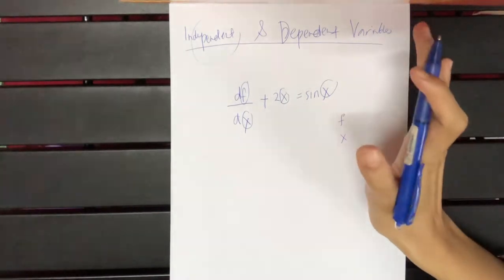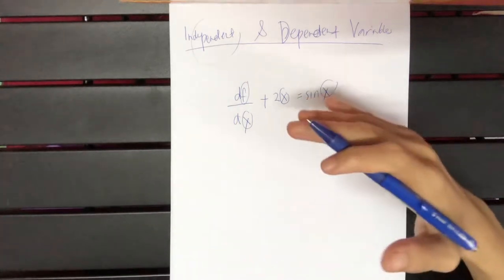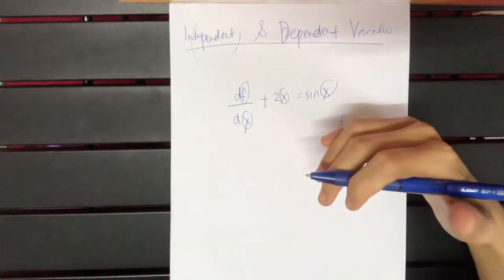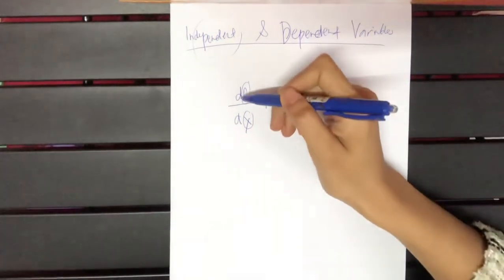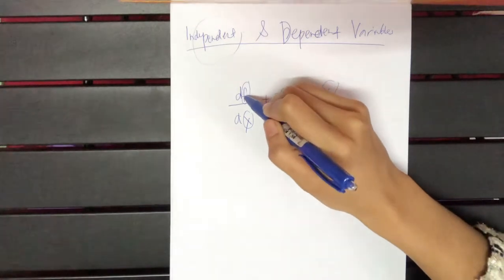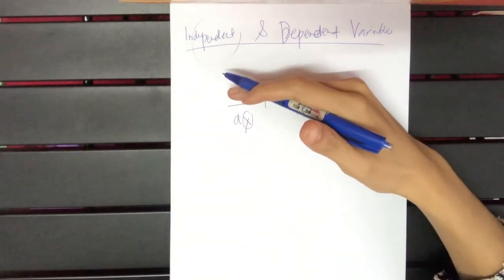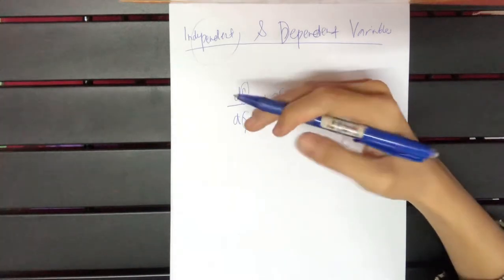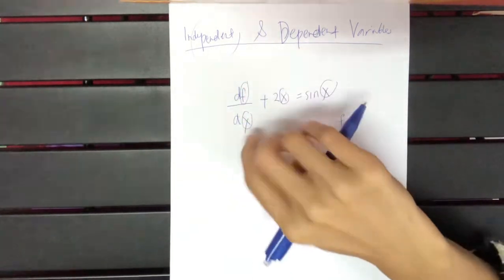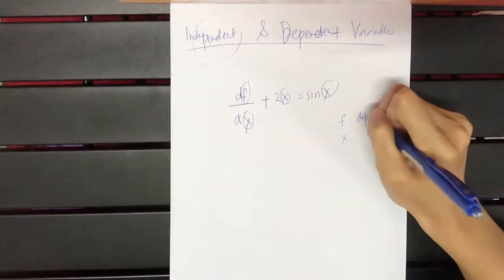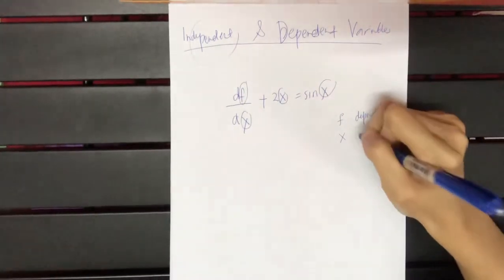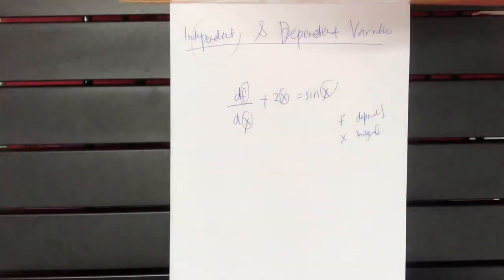Now, which one is dependent and which one is independent? Like this, f is on the above, right? We call it the numerator. So f depends on x. The variable f depends on x. That means f is a dependent variable and x automatically is an independent variable. So this is how we identify dependent and also independent, just like that.